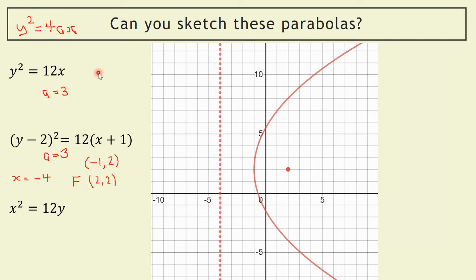Our final one is quite similar to the first one. The first one was y squared equals 12x, but here we've got x squared equals 12y. What's happened? The x and the y have changed places, so the orientation is going to change.